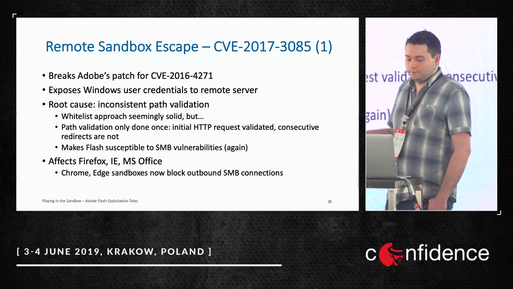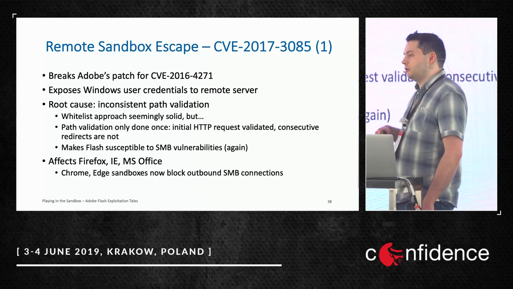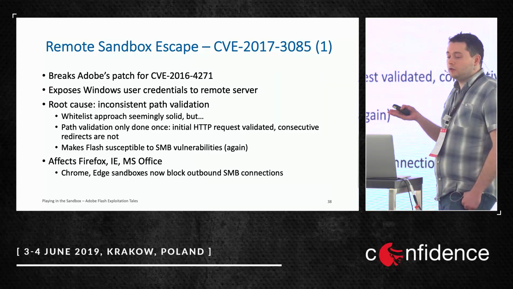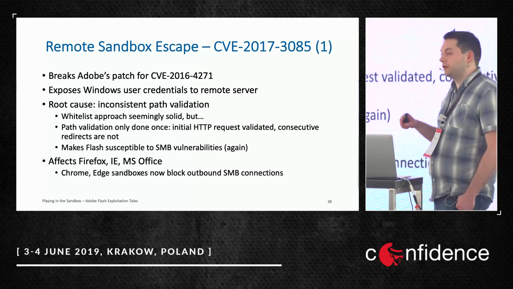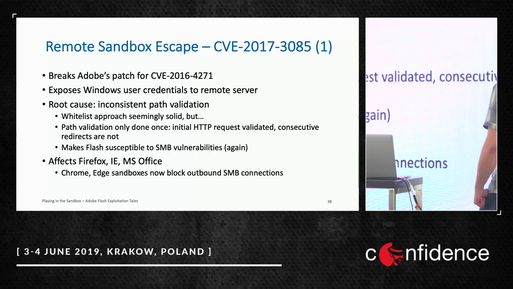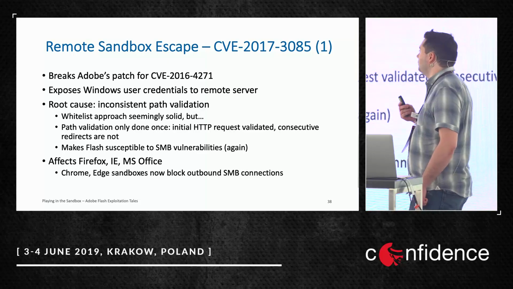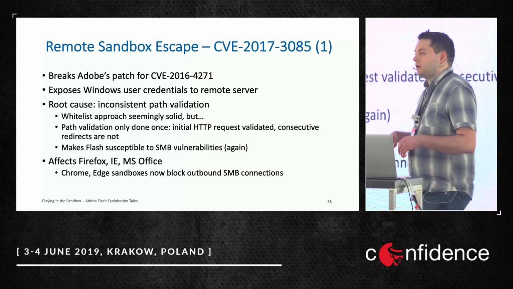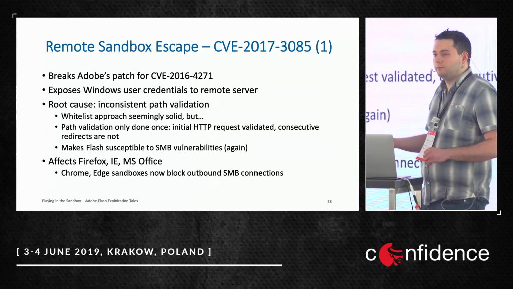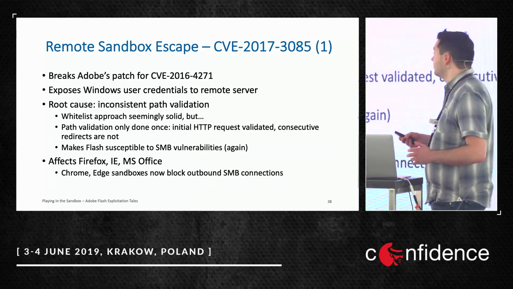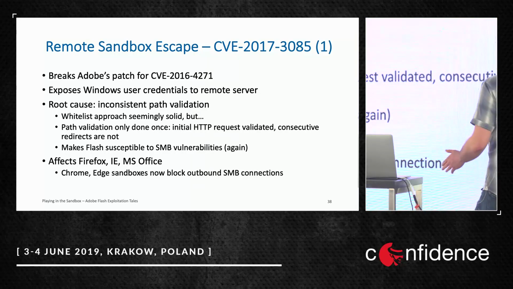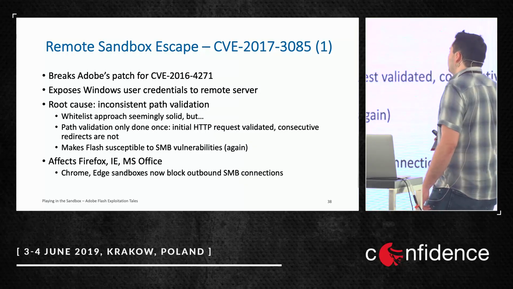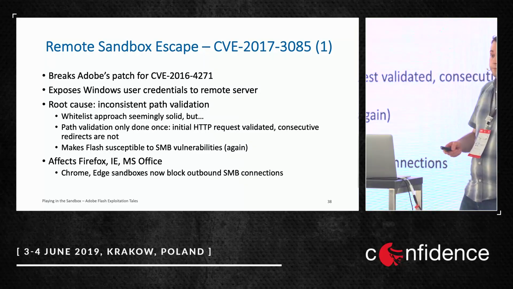So this vulnerability actually broke Adobe's patch for the former vulnerability, and it exposes Windows user credentials to the remote server. It turns out that the problem is inconsistent path validation. This whitelist approach is seemingly very solid, but the check is only done once, and it's not applied to any redirects. The interesting thing also is that it affects Firefox, Internet Explorer, and Microsoft Office, but not Chrome and Edge.